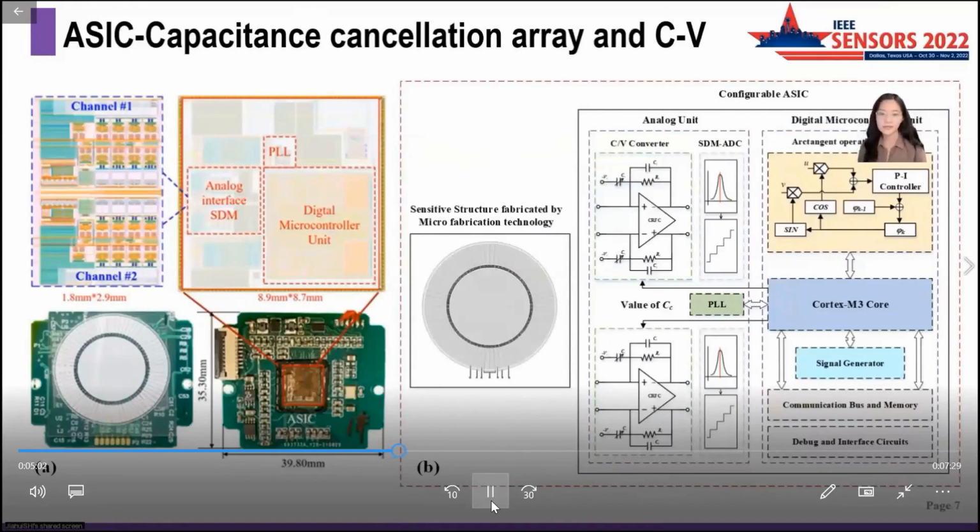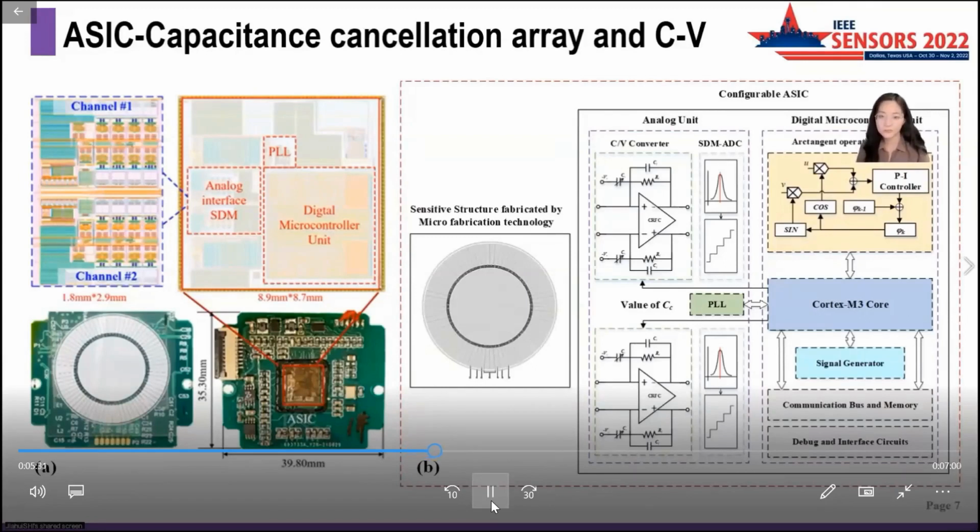The ASIC is designed in an analog-digital hybrid architecture to achieve low power consumption as well as a small footprint, consisting of a charge-to-voltage converter with capacitance cancellation array and signal delta modulation with a 3-bit quantizer and a Cortex-M3 digital core.